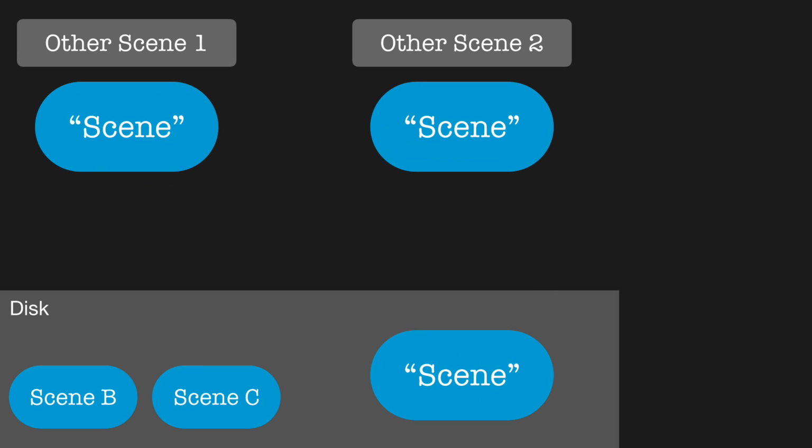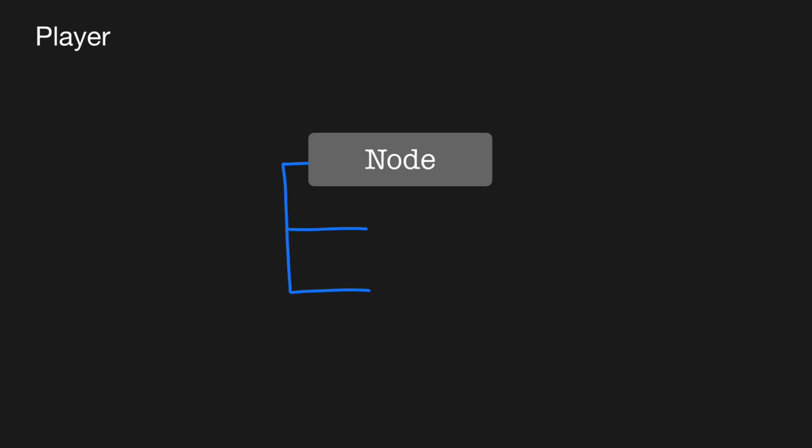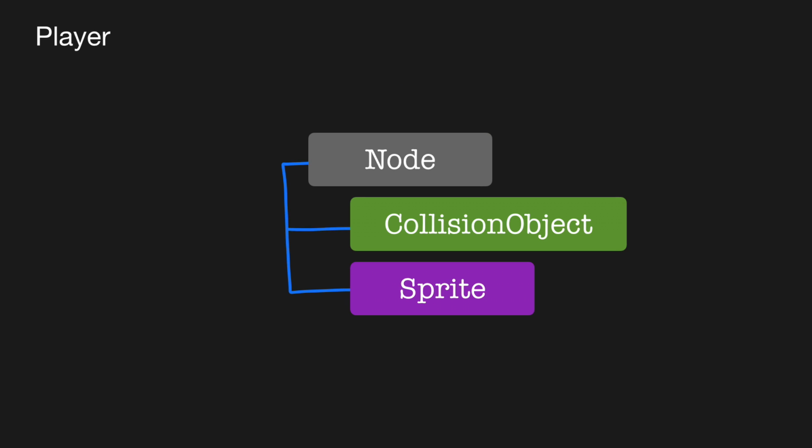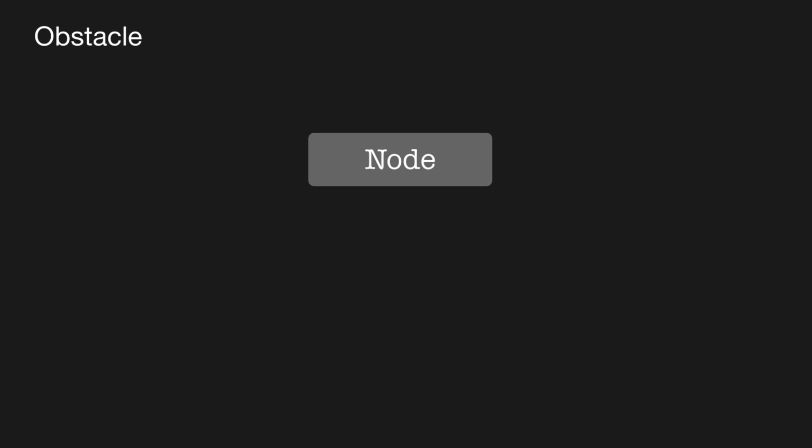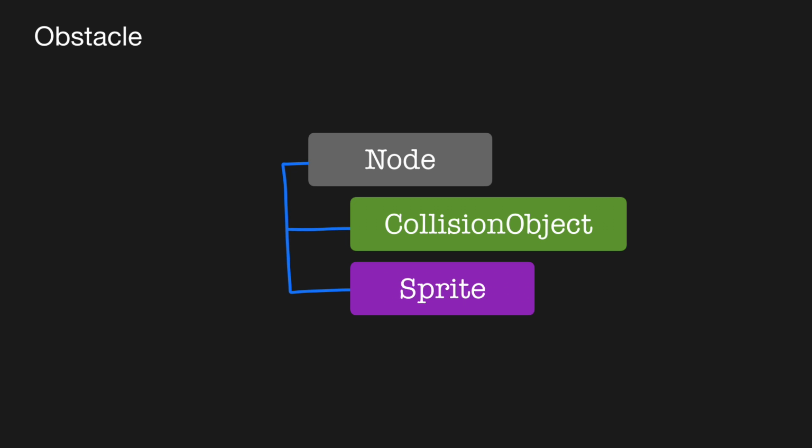Here's a quick example. Say if I want to create a player, I would make a new node, and under this node, I'll have a bunch of other nodes. And so this will be considered as a tree of nodes, also known as a scene. What about an obstacle that the player needs to dodge? The same concept applies here. I would make a new node again and attach other nodes.